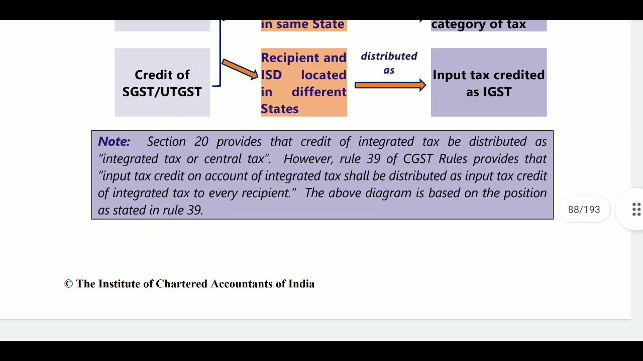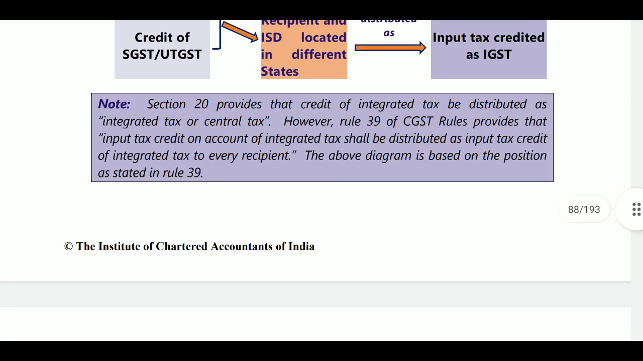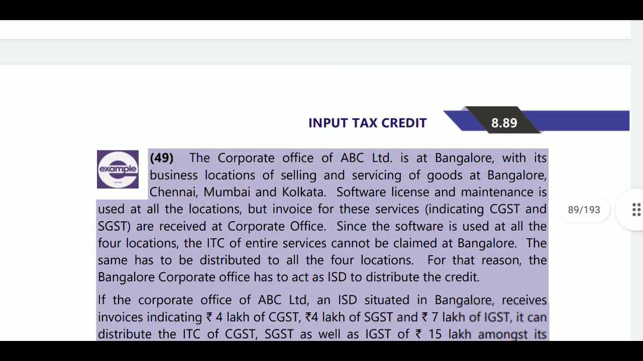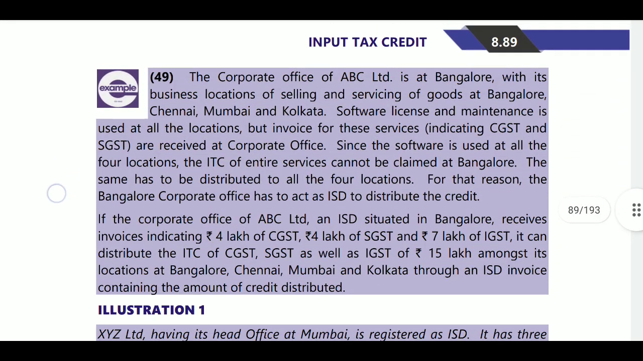Next, note that section 20 provides that credit of SGST is distributed as integrated tax or central tax. However, rule 39 of the CGST Rules provides that input tax credit on account of integrated tax shall be distributed as input tax credit of integrated tax to every recipient. Next, example number 49.